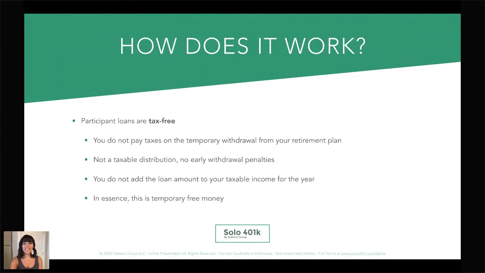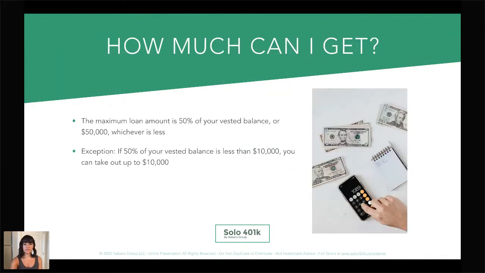So the participant loan is tax-free. It's a temporary withdrawal of your retirement funds. So you're not paying the withdrawal penalty. You do not need to add the loan amount to your taxable income. The maximum loan amount is 50% of your vested balance or $50,000, whichever is less. There is an exception. If you do have less than $10,000, you can take up to the $10,000 amount.